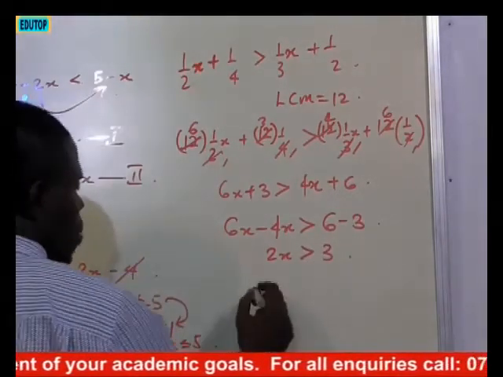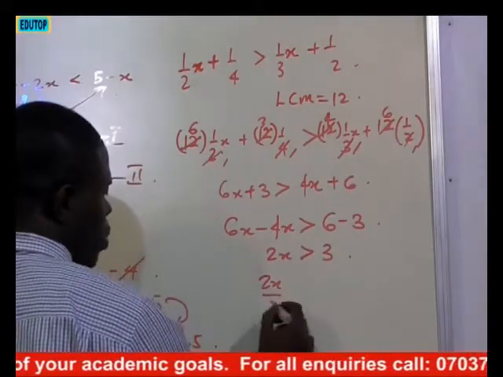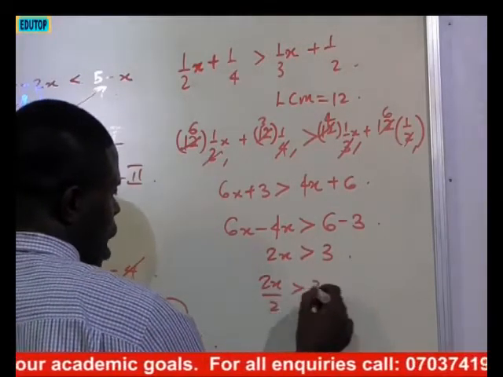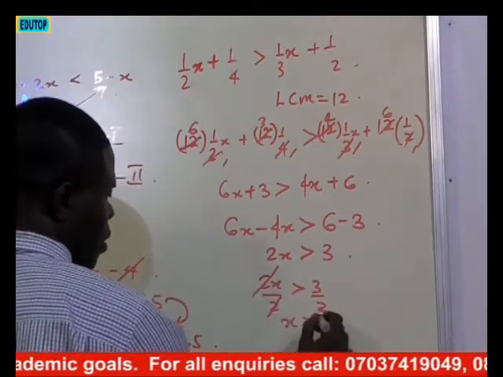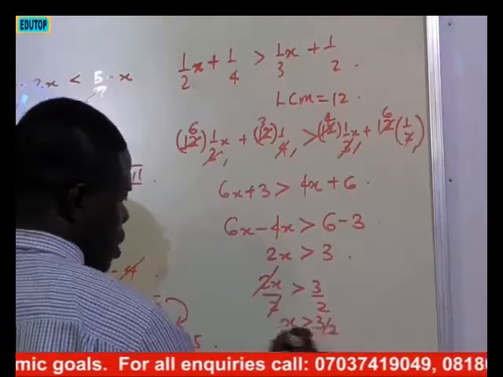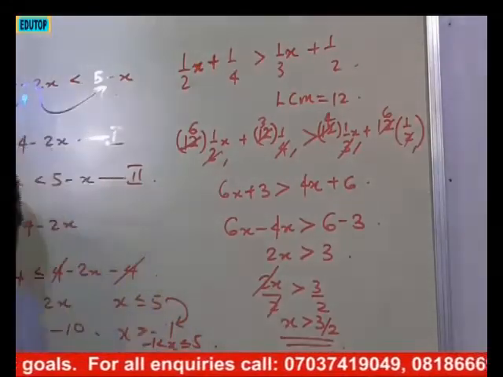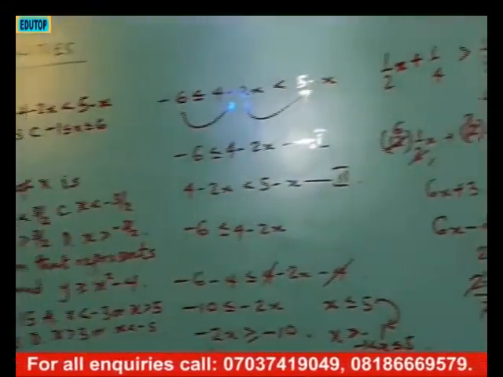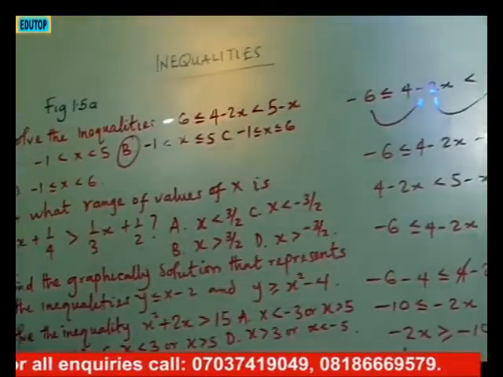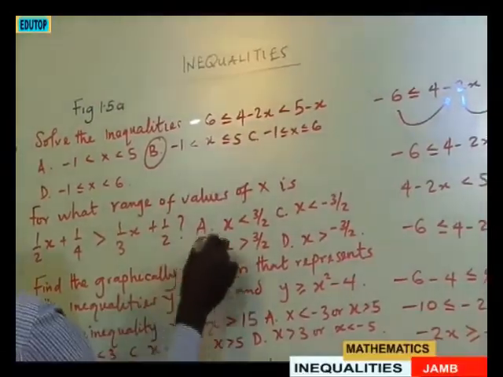So I'm looking for x. I will divide both sides by what? By 2. So I have this. This can cancel this. I have x greater than 3 over 2. That will be my answer. So I go to my option and see the one that matches that. X is greater than 3 over 2. So it will be B, option B.